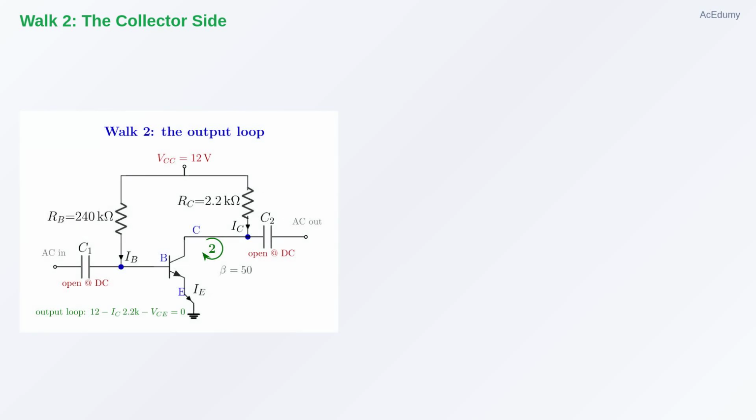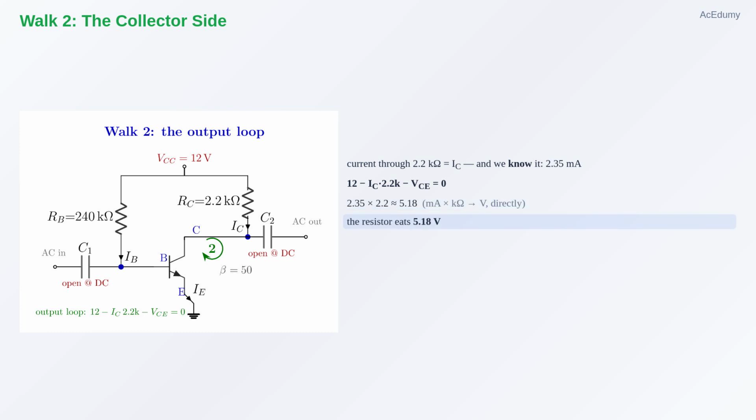Now the second walk on the collector side. Again, we start at 12 volts, which current flows through the 2.2 kilo-ohm resistor. We are on the collector branch, so it is I sub C. And the beautiful part, this time we know it, 2.35 milliamps. So the obstacle, minus I sub C times 2.2K. 2.35 times 2.2 is about 5.18. And here, units take care of themselves. Milliamps times kilo-ohms gives volts directly. So the resistor eats 5.18 volts and I arrive at the collector. From the collector, one step across the transistor, minus V sub CE, brings me to the emitter, ground 0. 12 minus 5.18 minus V sub CE equals 0. So V sub CE equals 12 minus 5.18, which is 6.82 volts.